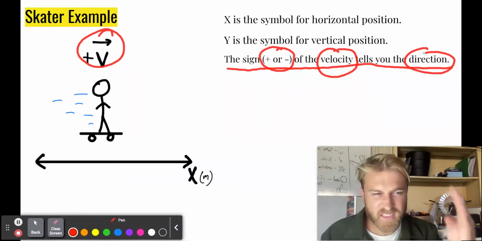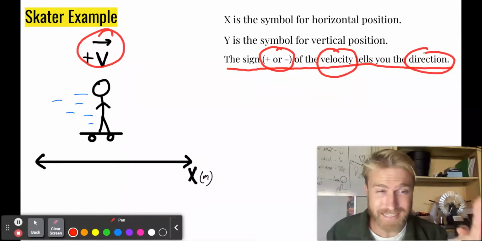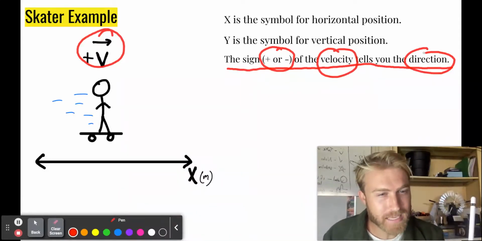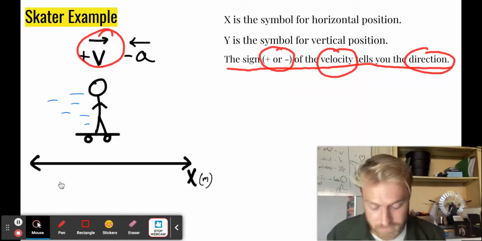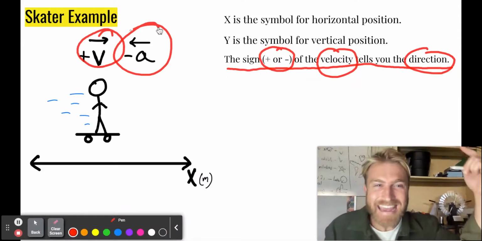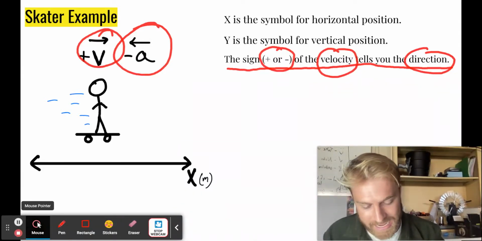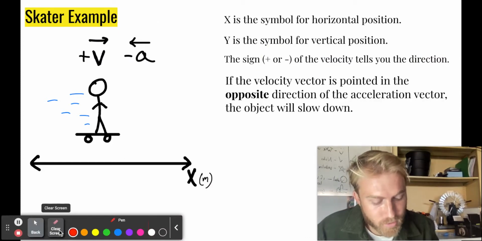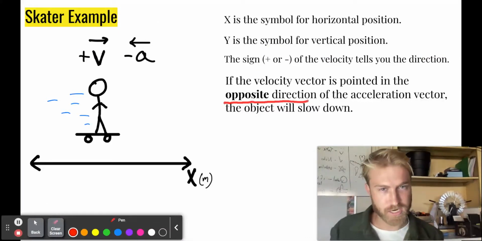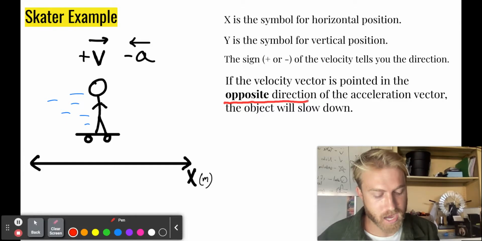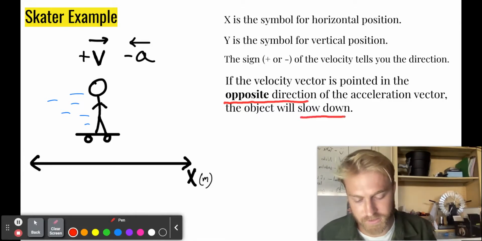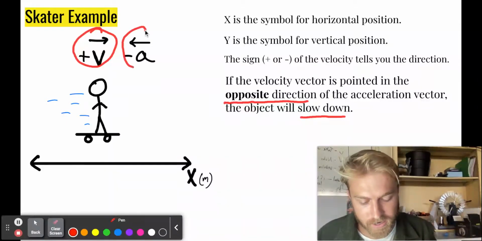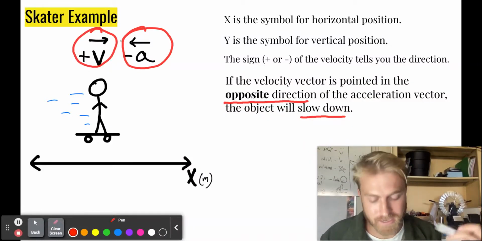Okay, if the skater wanted to slow down, meaning needing an acceleration, would that acceleration be positive or negative if this skater wants to slow down? Boom, that's right. They would need a negative acceleration. And that's because if the velocity vector is pointed in the opposite direction of the acceleration vector, the object will slow down. So here's our velocity vector, positive, and our acceleration vector needs to be negative if this object is going to slow down.